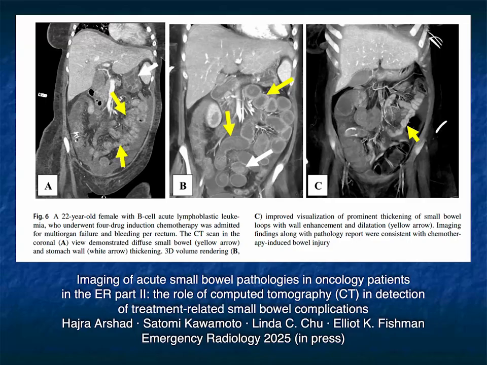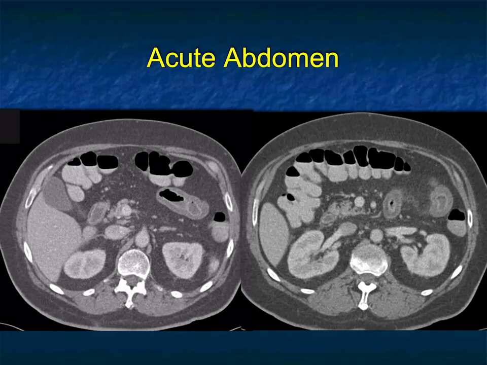Here's a patient with acute lymphoblastic leukemia. You can see the dilated loops of bowel. You can see in this case, the patient had chemotherapy-induced bowel injury. And again, the challenges between the various processes, chemotherapy, radiation therapy, and then bone marrow transplant with graft versus host are all, in a sense, iatrogenic problems.